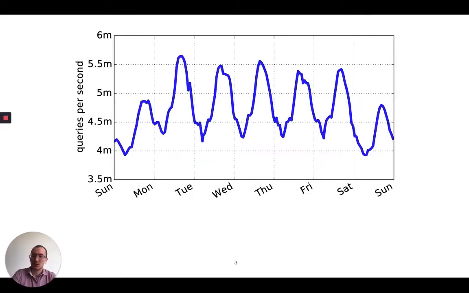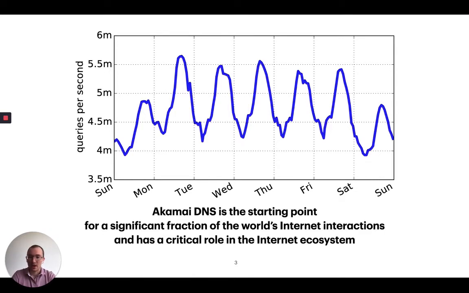Akamai DNS on a typical week, or a typical day even, is serving millions of queries per second on average. And these queries that it's answering are for the Akamai Content Delivery Network first, or the CDN. As such, Akamai DNS prefaces every fetch for content that's served by the CDN. But it's also for various other domains that enterprises choose to host on Akamai DNS. And these domains can run the range of services that are available on the internet. As such, Akamai DNS is a starting point for a significant fraction of the world's internet interactions.